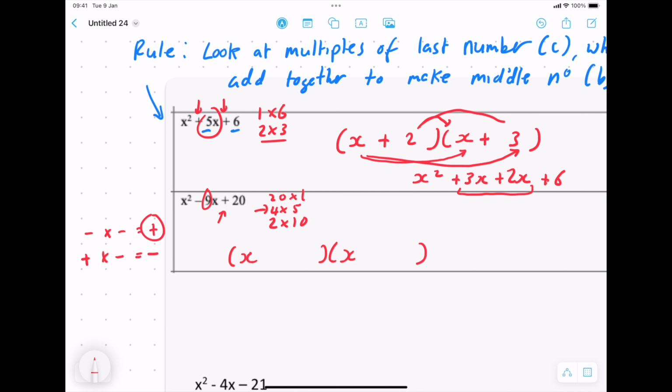So if we're trying to create a plus number, which we are in this case, we have to ensure both of the numbers multiplying together have a minus sign. And we need to make minus 9. So the way to make minus 9 would be negative 4 times negative 5. x times x is x squared. Then x times minus 5 is minus 5x. Then minus 4 times x is minus 4x. And then minus 4 times minus 5 makes plus 20, positive 20.